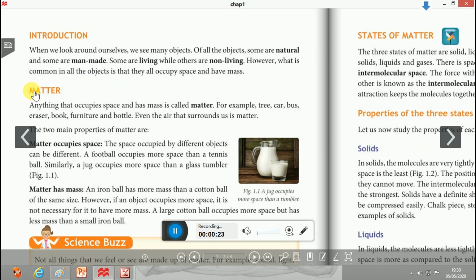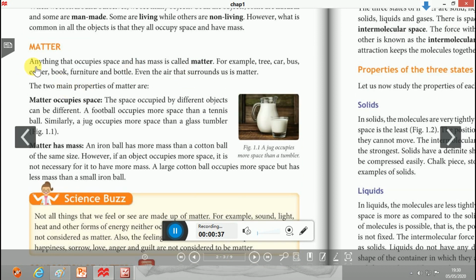So first, matter can be classified into two main categories. First is the living and another is the non-living. Anything that occupies space and has mass is called matter. Tree, car, bus, eraser, book, etc. These are examples of matter because they occupy space and they have mass.